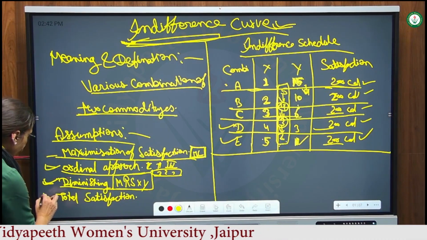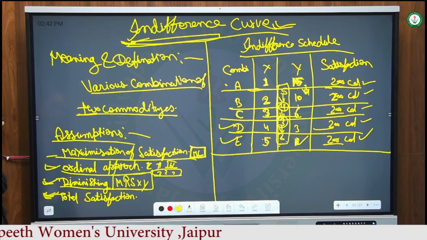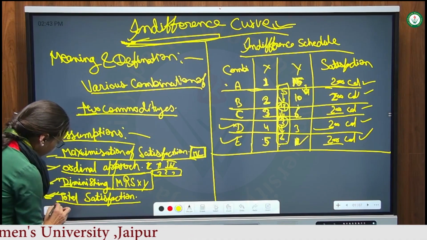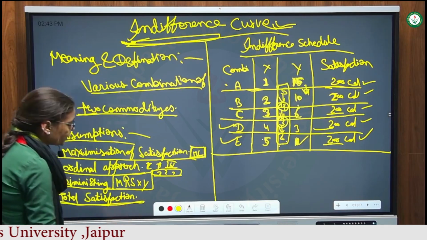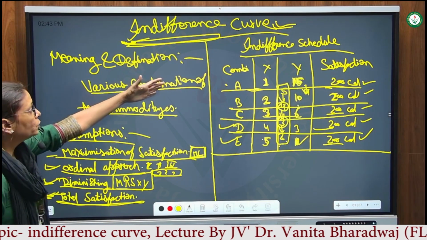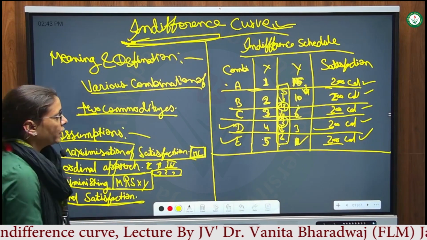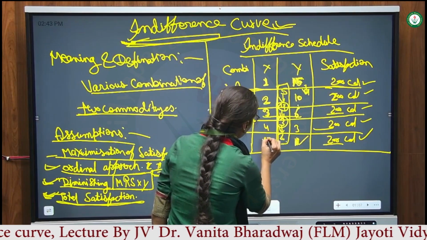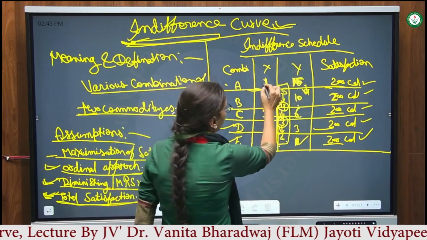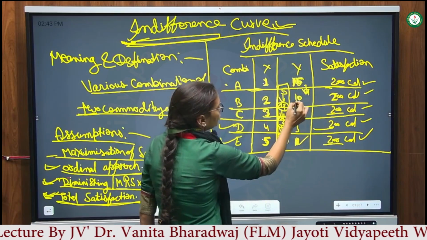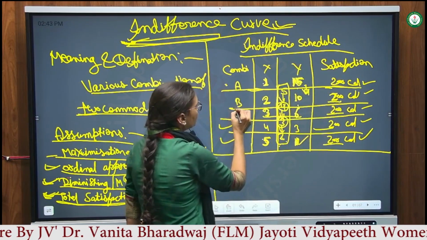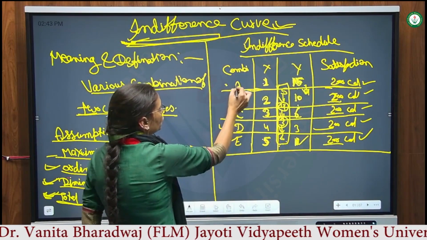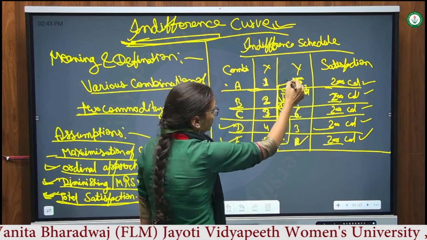Next is total satisfaction. When we use any kind of consumption function, we want total satisfaction. According to Marshall, according to Allen and Hicks, the main purpose of the consumer is maximum satisfaction. This is the schedule of the indifference curve. 1 unit of X with 15 units of Y gives the same satisfaction, 2 units with 10 units gives the same level of satisfaction. The combinations are not the same, but the same satisfaction is given by each combination. If you choose one combination giving the same level of satisfaction, these are the other combinations.